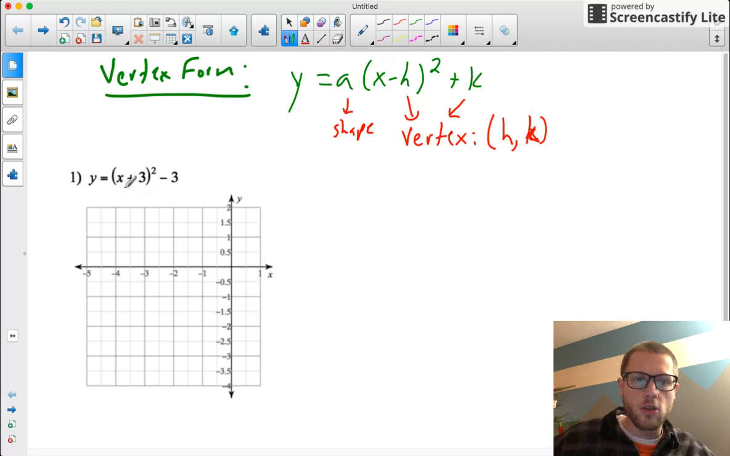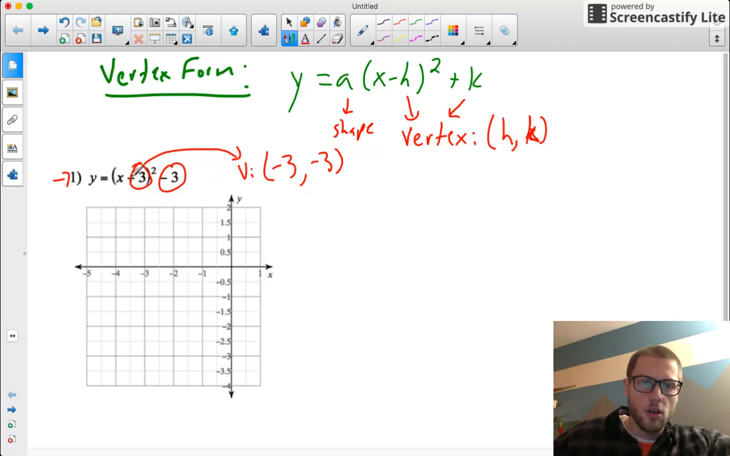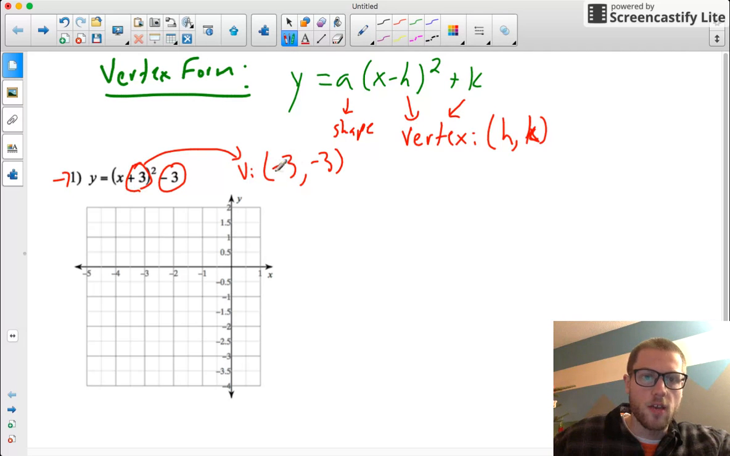So moving towards this equation here for number one, the a value is 1, so the shape is going to be the same as my parent function. The concavity will be up. And here is my h, here is my k. And so my vertex is going to be -3, comma, -3. So you'll notice that I keep this -3 the same, and I switch. It's hard to see now, but that is a +3 on the inside. And so my vertex is going to be at -3.